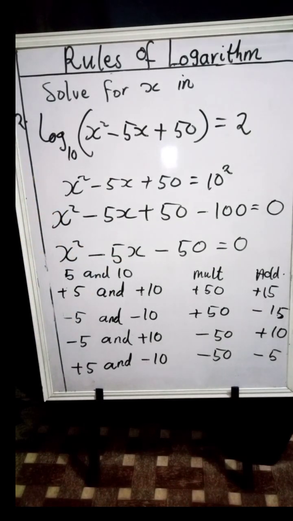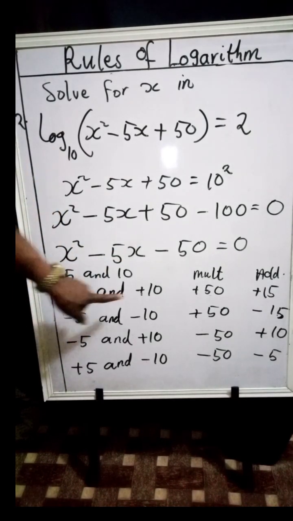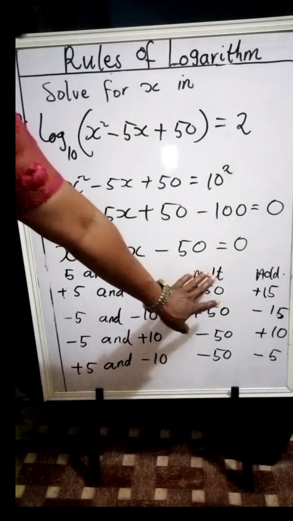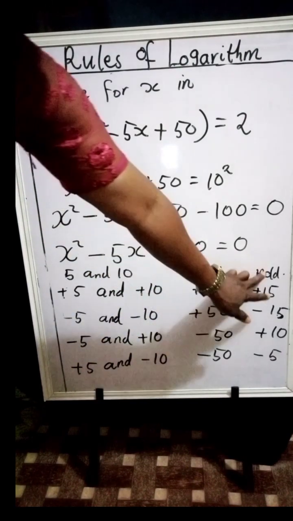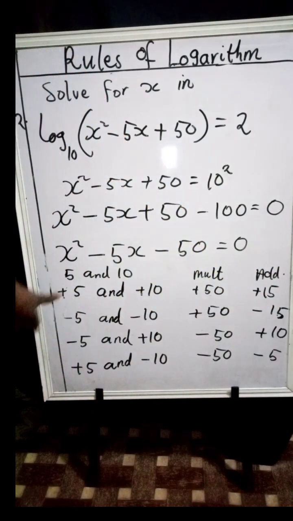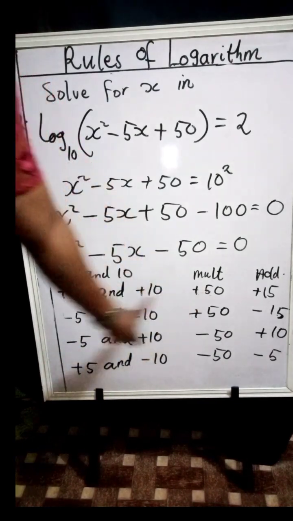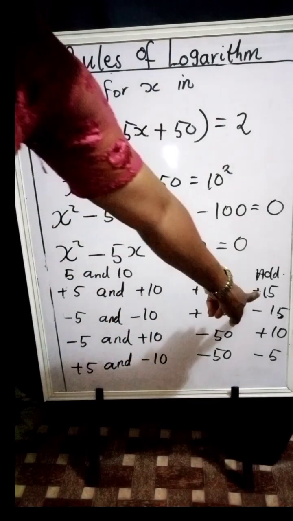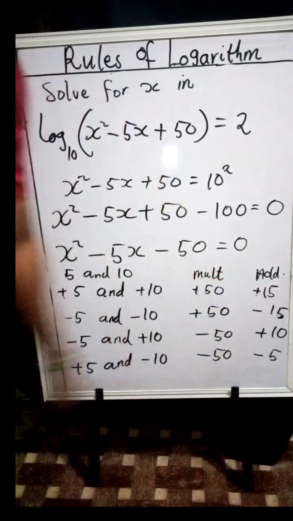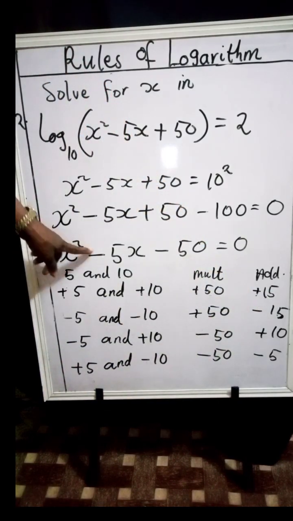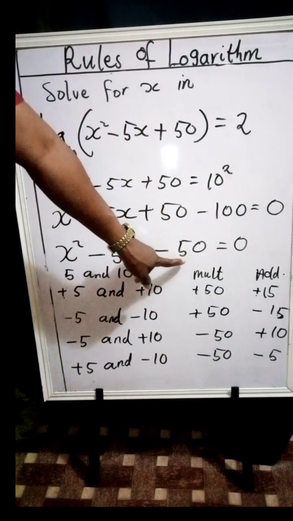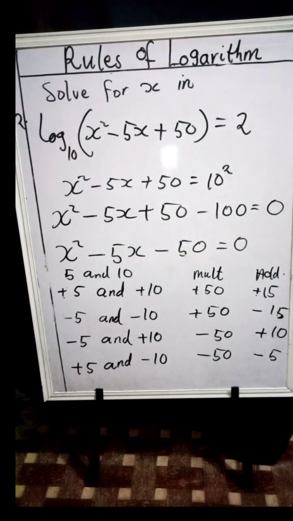Let's go. If we have positive 5 and positive 10, this is the result of the multiplication, and this is the result of the addition. So positive 5 multiplied by positive 10 will give us positive 50, and when we add them together, it will give us positive 15. So that did not satisfy the condition. That is not what we are looking for.